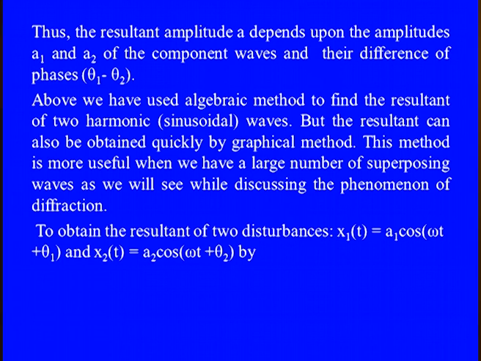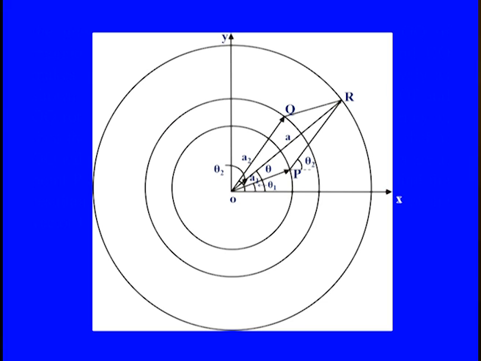So, to obtain the resultant of two disturbances x1 = a1 cos(ωt + θ1) and x2 = a2 cos(ωt + θ2) by the graphical method, we draw vectors OP and OQ of magnitude a1 and a2 respectively, such that OP and OQ make angles θ1 and θ2 with the x axis respectively, as shown in this figure.